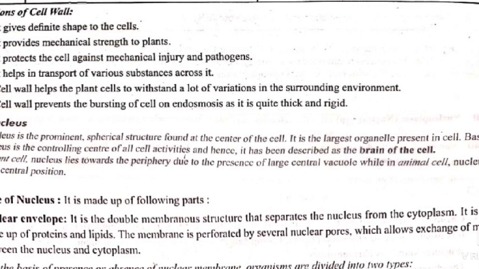35 to 100 cellulose chains make 1 micelle, 20 micelles make 1 microfibril, and 250 microfibrils make 1 macrofibril in the cell wall. Middle lamella is a cement material between two adjacent cells in multicellular plants, or the outermost layer of the cell wall.